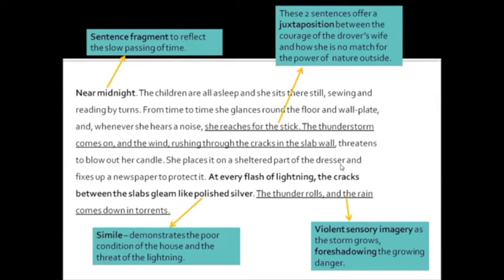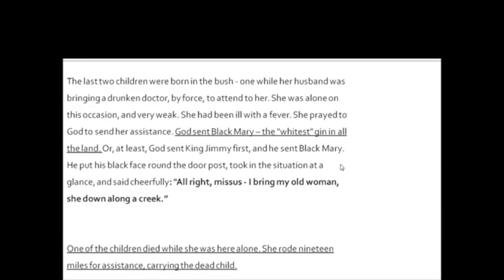Here it suggests there is a storm growing, and Lawson really uses this technique of foreshadowing here to emphasise the growing sense of danger as the night continues. Okay, here we start to have the first of several flashbacks, or some might call a flashback an analepsis. That's the more sophisticated term.